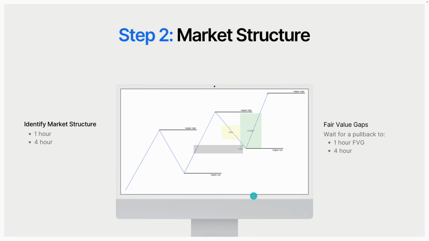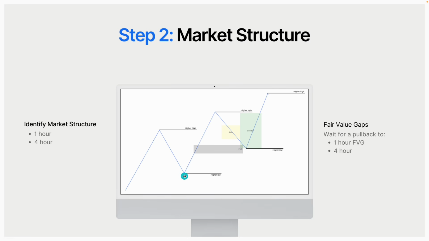So on to step 2, we have market structure. Identify market structure on the 1 hour and the 4 hour time frame. Okay, it can be either or. And then all you're looking for is price to trade back into a fair value gap within that market structure. So here you can see we're creating higher highs and higher lows. The simplest concept within trading. Everyone knows how to read market structure, right?